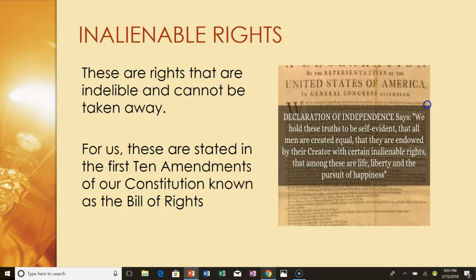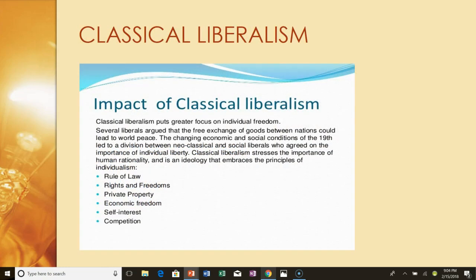That's the opposite. Now, classical liberalism. This has nothing to do with the modern usage to say this politician's liberal versus conservative. Classical liberalism is an idea, and it's a way of governing that's based on individual freedom.